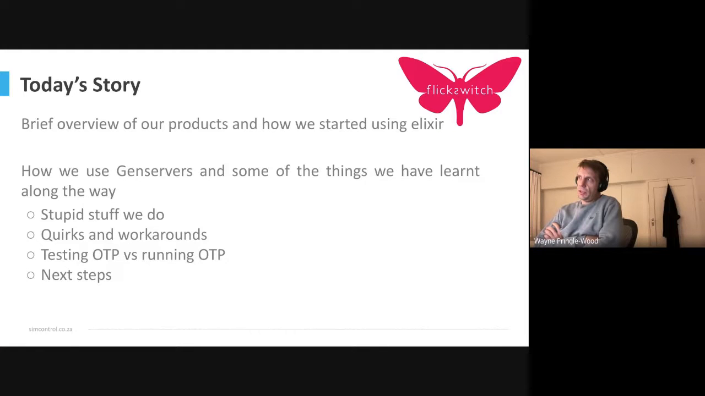So, a brief overview of our products and how we started using Elixir, and why we're here. Then I'm going to mainly focus on how we use GenServers and some of the things we've learned along the way, especially the stupid stuff that we've done before. Some of the quirks and workarounds of using GenServers and OTP apps, and also testing OTP versus running OTP. It's a bit of a different spot, how that works in real life. And maybe some next steps and learnings.